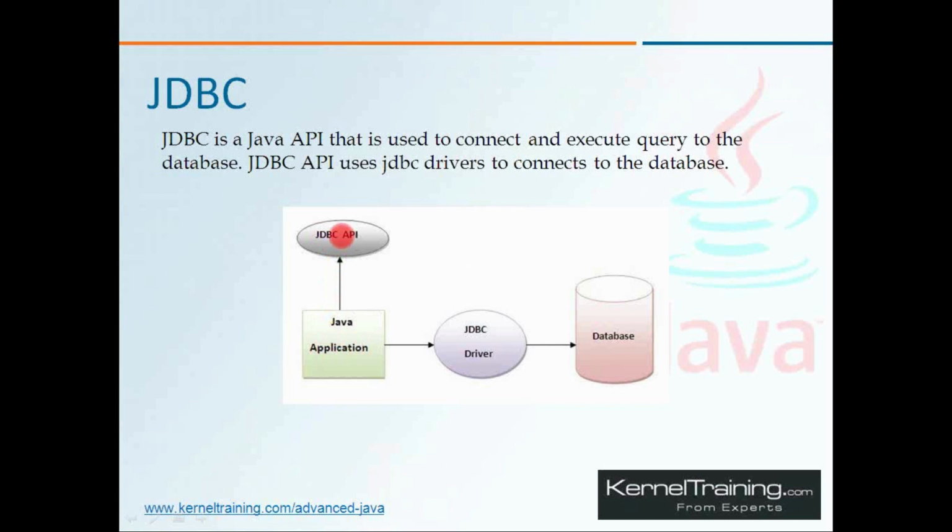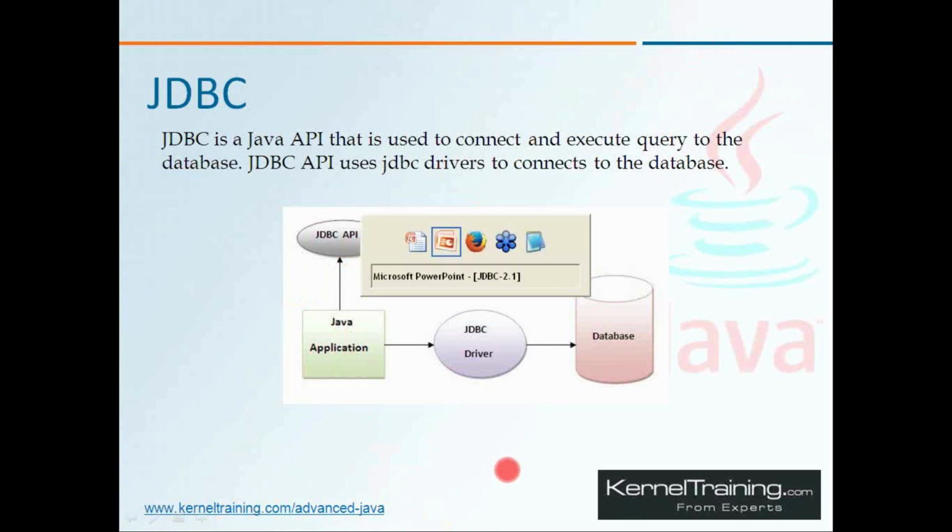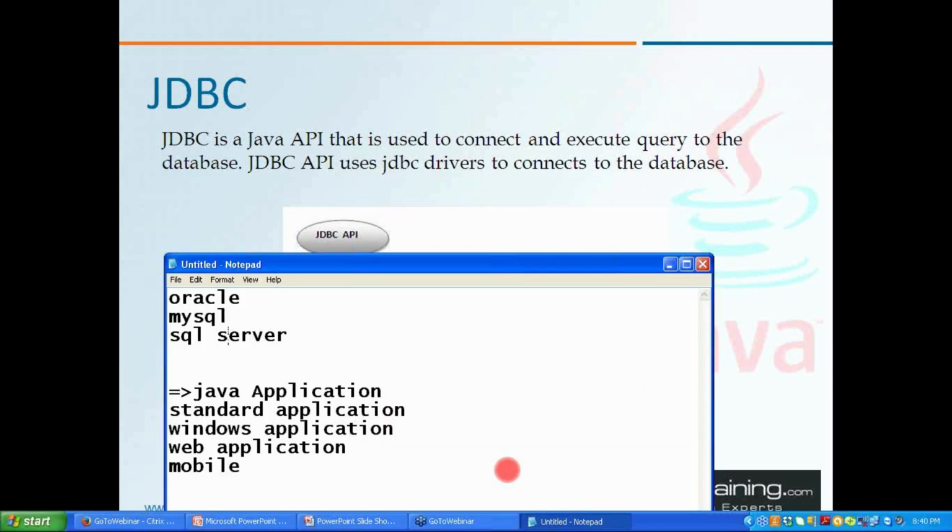You might be aware, when you were learning core Java, we used to import the java.io package, import the java.lang package, import the java.util package. They are all called what? APIs, which consist of classes, methods, interfaces, etc. Similarly, whatever classes, interfaces, methods are required for JDBC connectivity, we are going to import with the help of a package. We are going to import the java.sql package.